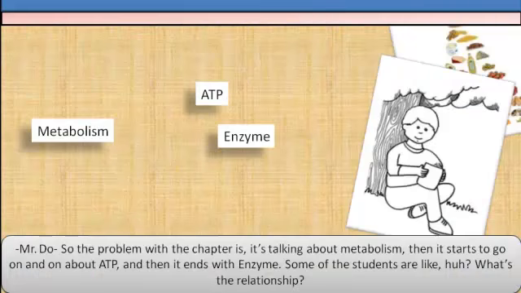So the problem with the chapter is, it's talking about metabolism, then it starts to go on and on about ATP, and then it ends with enzyme. Some of the students are like, huh? What's the relationship?